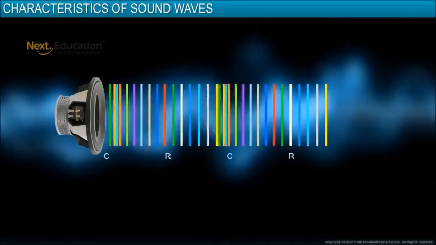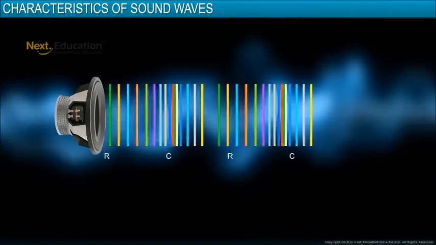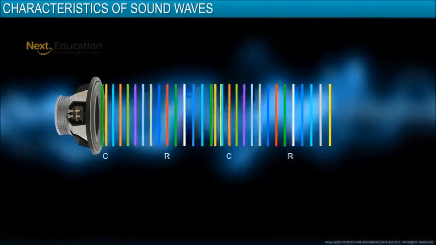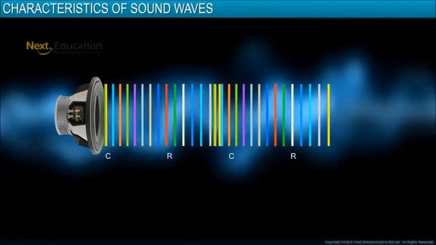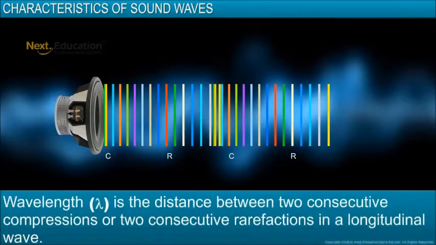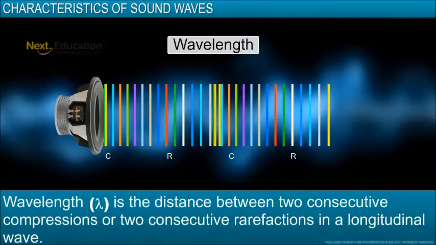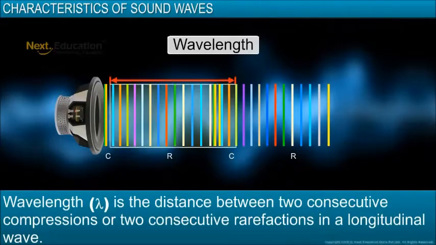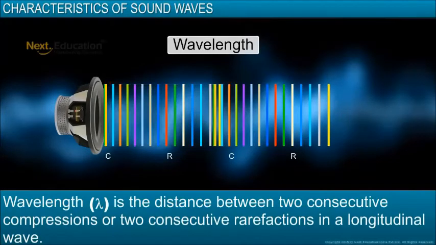A complete sound wave can be considered as the repetition of the pattern of a single wave. That is, it consists of a number of compressions and rarefactions in succession. The length of a single wave is called its wavelength. In other words, wavelength is the distance between two consecutive compressions or two consecutive rarefactions. It is denoted by the Greek letter lambda.